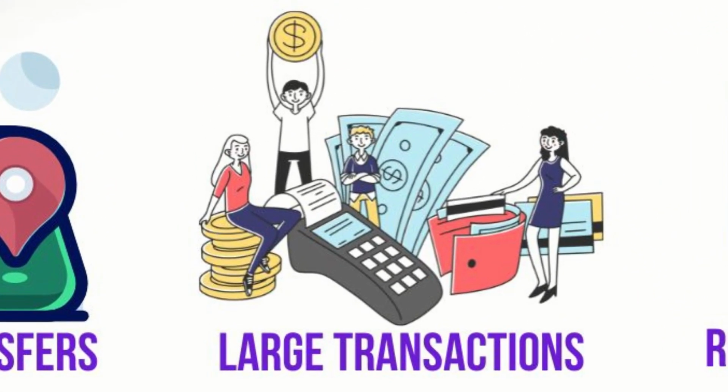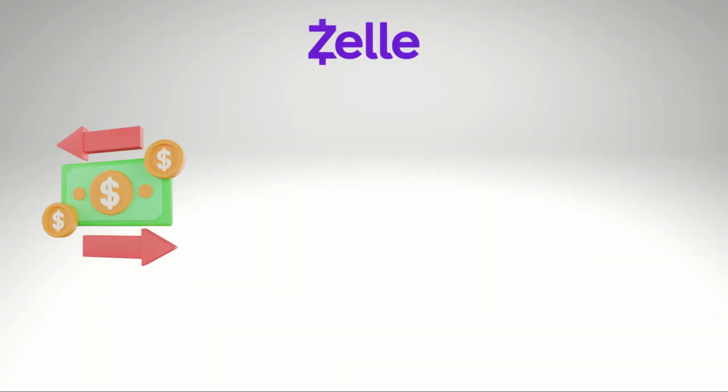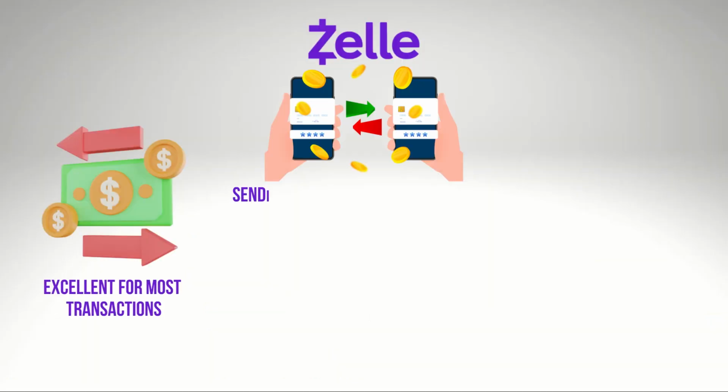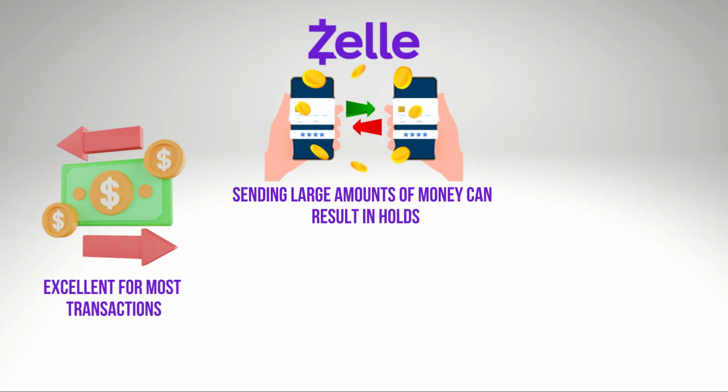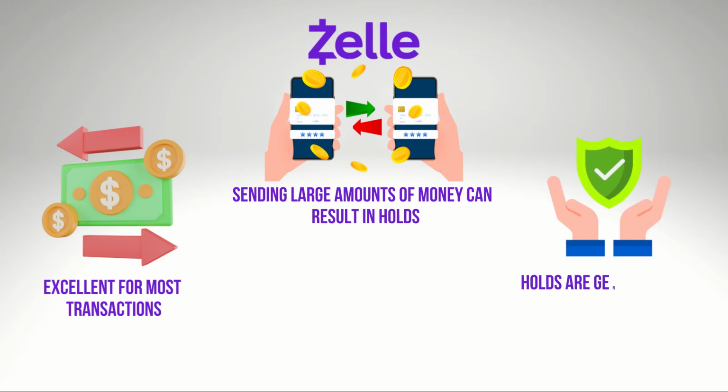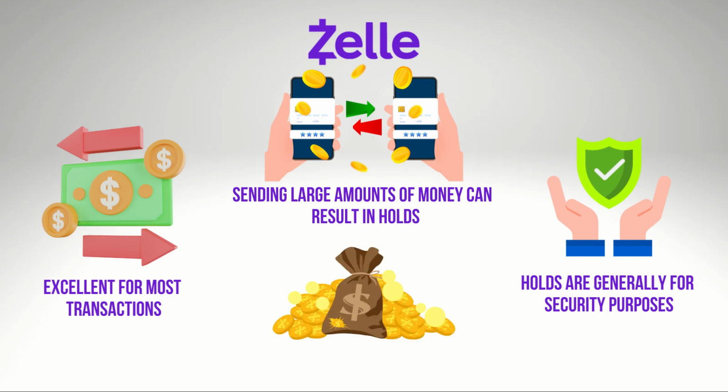Large transactions and holds. While Zelle is excellent for most transactions, sending large amounts of money can sometimes result in holds. These holds are generally for security purposes and can cause delays. If you plan to transfer large sums, be prepared for the possibility of a brief hold. Typically, for regular transactions, the recipient receives the money within 15 minutes, but larger transactions might take longer to process.